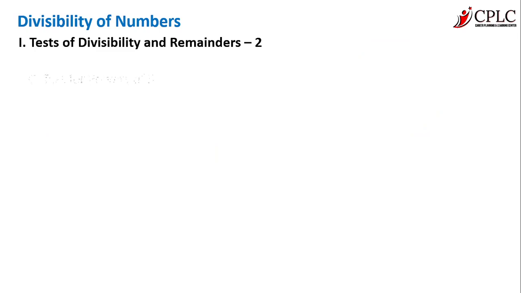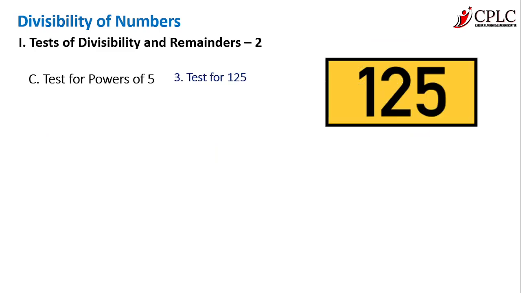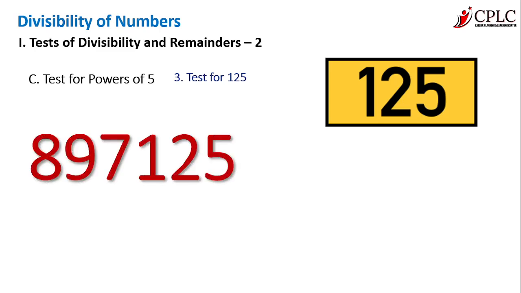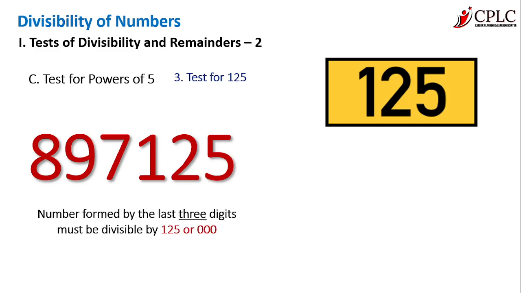So for 125, it should be the last three digits. Why? Because 125 is 5 cube. So the last three digits of the number should be divisible by 125. Then the number is also divisible by 125, and so on and so forth basically. So these are the ideas that you can remember.